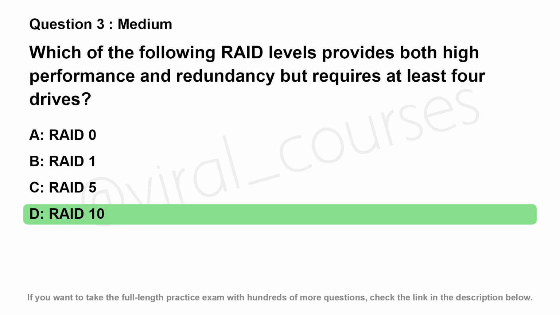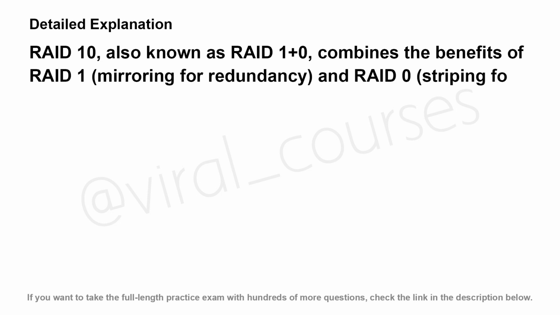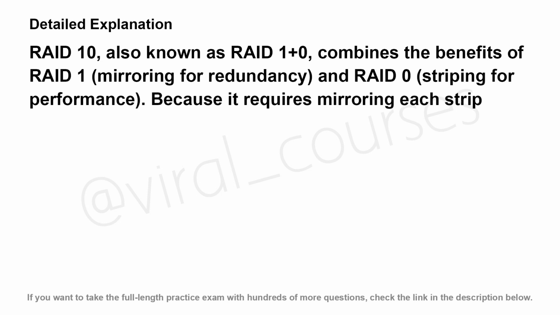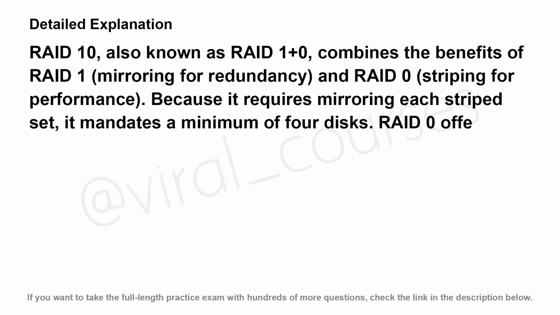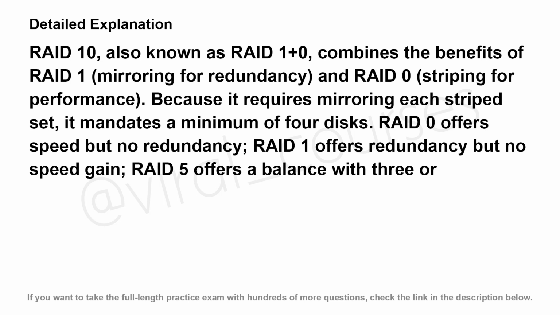The correct answer is D. RAID 10, also known as RAID 1+0, combines the benefits of RAID 1, mirroring for redundancy, and RAID 0, striping for performance. Because it requires mirroring each stripe set, it mandates a minimum of 4 disks. RAID 0 offers speed but no redundancy. RAID 1 offers redundancy but no speed gain. RAID 5 offers a balance with 3 or more disks using parity.